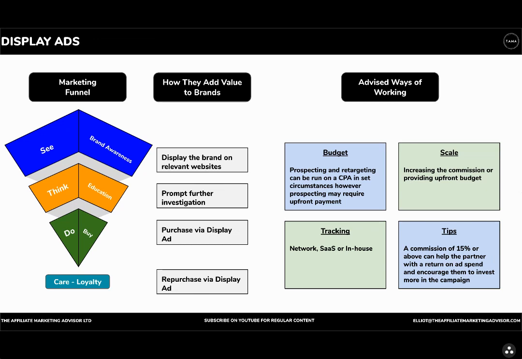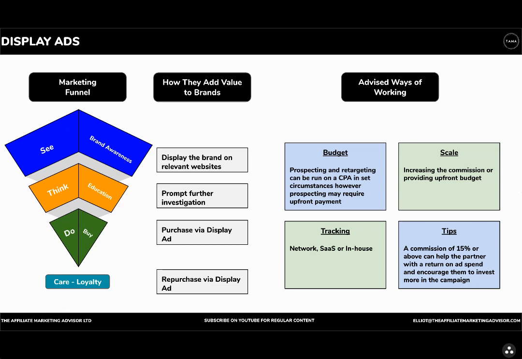So display ads. Brand awareness, again: display the brand on relevant websites, which can help drive brand awareness, and again can prompt further investigation or a purchase from a display ad. And some of them can do retargeting as well. So you may be able to advise them that if a customer buys every 3 months, they can keep them in their cookie pool. And after they've visited the site once, they'll know, okay, in 90 days we'll display ads to this person again.